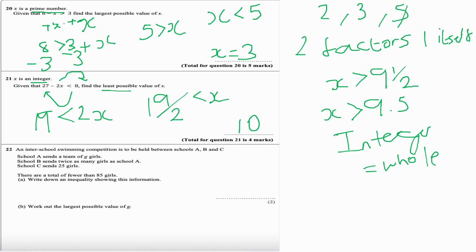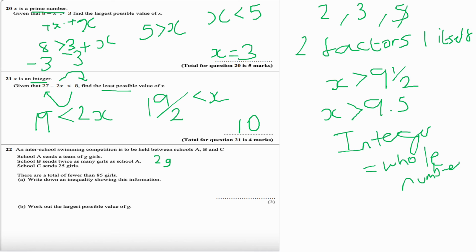Okay, this is question number 22. An inter-school swimming competition is to be held between schools A, B and C. School A sends a team of G girls. School B sends twice as many girls as A. So school B is going to be 2G. And school C sends 25. There are a total of fewer than 85 girls. Okay, so write down the inequality based on this information.